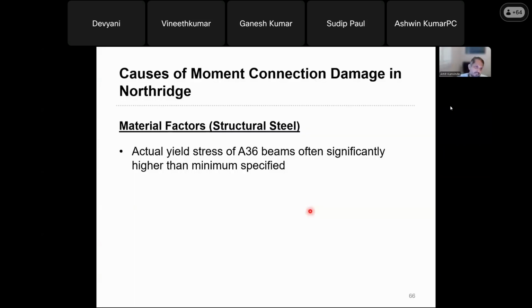There were a number of things that caused it. Number one was that the actual yield stress of the beams was higher than minimum specified. You might think that's a good thing, if the yield stress is higher. But on the other hand, this higher yield stress puts higher stresses in the weld, which happens to be less ductile. It violates the concept of that weakest link, because now you think that your weld is stronger than your material, but no, if your material is stronger, then it can actually fail your weld, which is the weak link. So again, having a stronger material may not actually be a good thing.